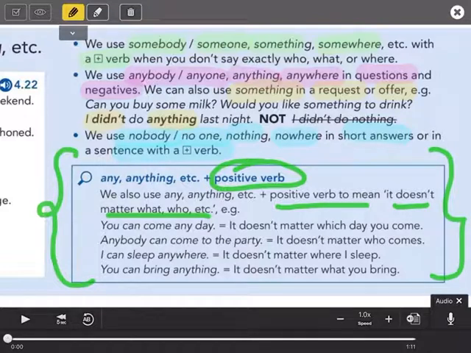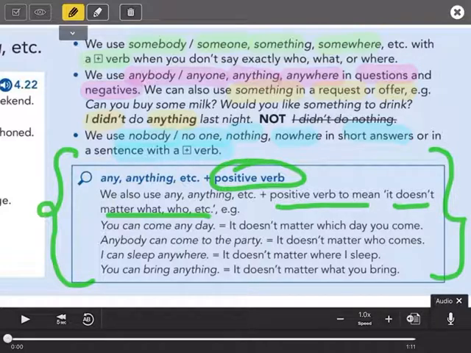It doesn't matter which day you come. No importa el día que vengas. Puedes venir cualquier día. ¿No? El día que tú quieras. No importa qué día. Anybody can come to the party. It doesn't matter who comes. No, cualquier persona puede venir.